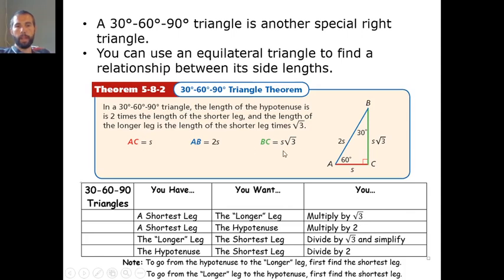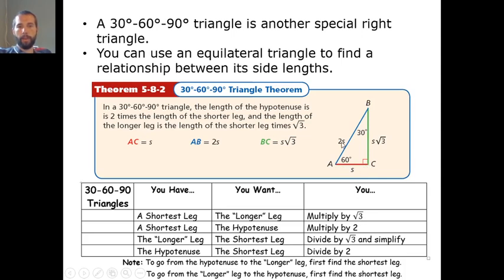But the rules apply as follows. In a 30-60-90 triangle, the length of the hypotenuse is 2 times the length of the shorter leg, and the length of the longer leg is the length of the shorter leg times the square root of 3. So basically, the short leg, the one that's across from the 30-degree angle, is always going to be your short leg, because remember, the shortest side is always across from the smallest angle. So this is kind of like your home base.